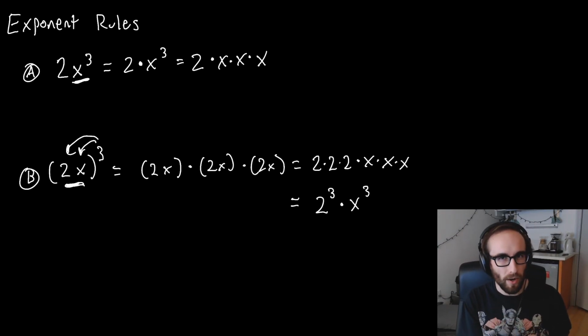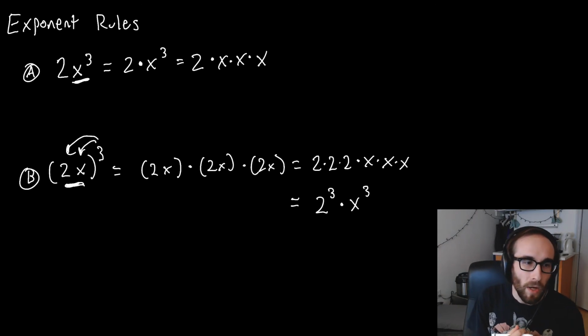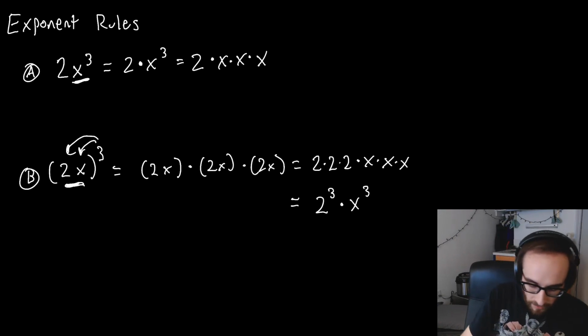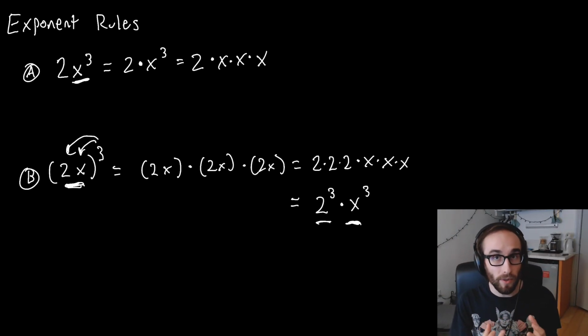Distribute isn't really the right word, though. It's not the distributive property. We are just applying the exponent. So both of them are being raised to the third power. So notice we have 2x to the third power. We ended up with 2 to the third power times x to the third power. So the parentheses are really important.